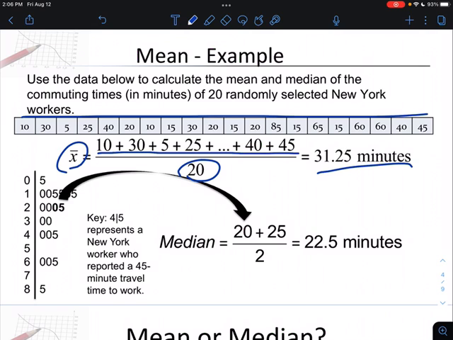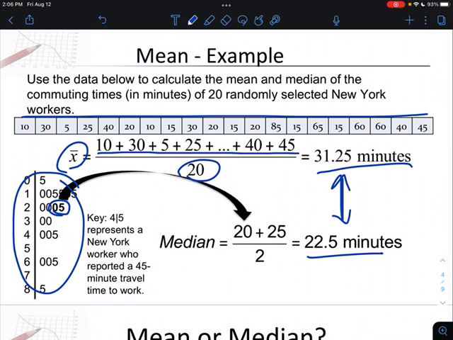Now, if we compare that mean to the median as we see below here, they went ahead and used a stem plot to organize our values in ascending order. And so when they find the middle, it's in between 20 and 25. So we calculate that average. The median is only 22.5 minutes. And so this one shows you that discrepancy between the two measures.